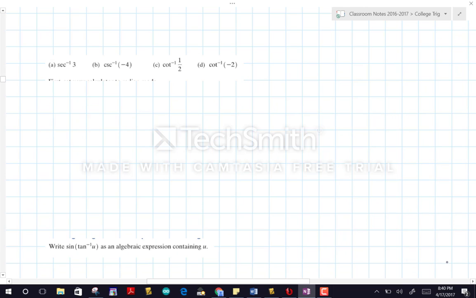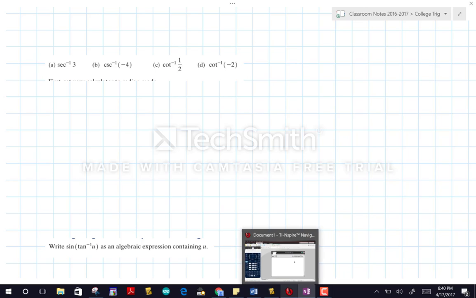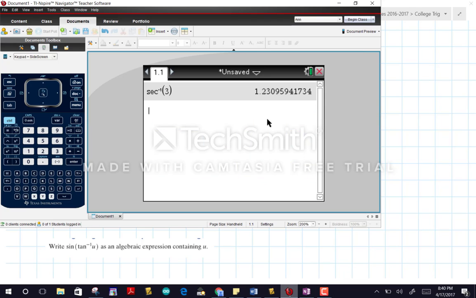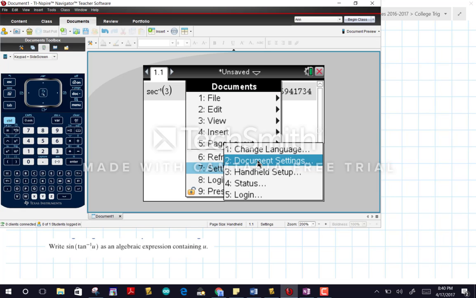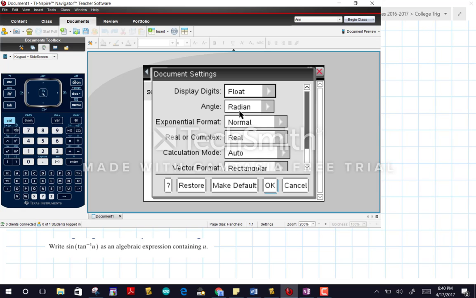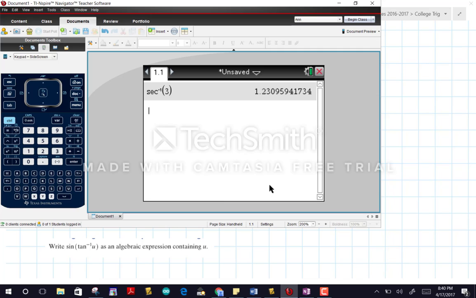In the next example, we're finding secant inverse, cosecant inverse, etc. We're finding those using our calculator. So what you want to do first when you're doing this kind of problem is go to your document button, go to settings and document settings, and make sure that your calculator is set in radians. You want to check that every single time if you're using one of my calculators, especially right now because my functions classes are using degrees, right?